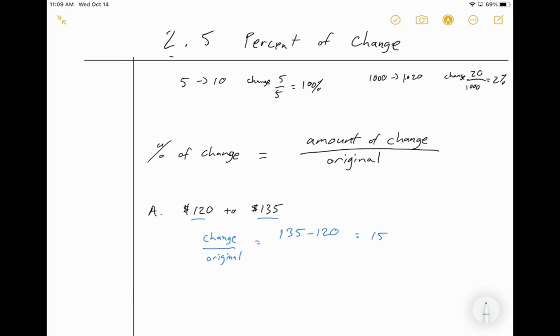120. Okay. Yep. Thank you. Yeah, the first number, right? It doesn't matter if it's bigger or smaller. The number you started with was 120. So here we go. So divide by 120. Okay, calculator time. Grab your calculator and then just divide. 15 divided by 120.